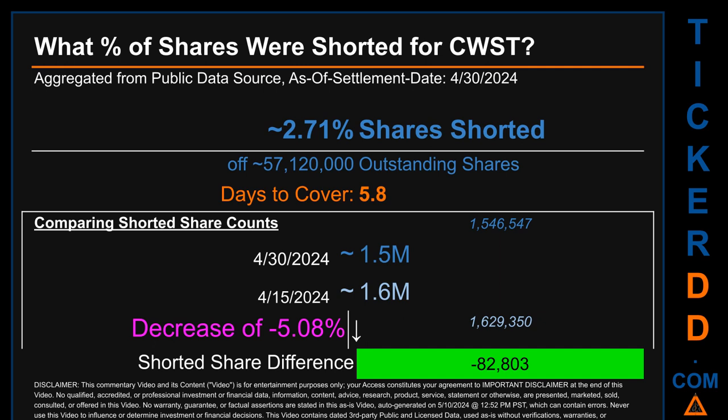When I compare the current 2-week period data snapshot against the previous period, ending in settlement date, April 15, 2024, I find that the current snapshot had roughly 82.8 thousand less shares shorted. This means that, compared to the previous snapshot, the current snapshot has a decrease of minus 5.08% of shorted shares.